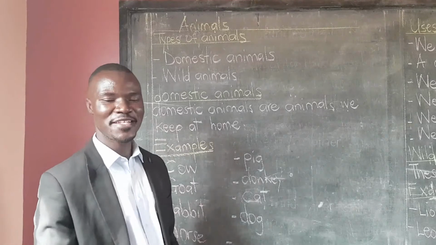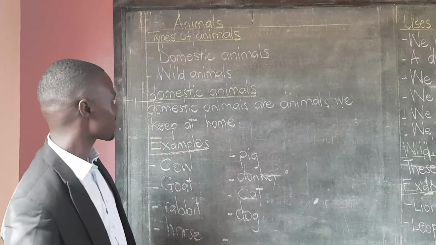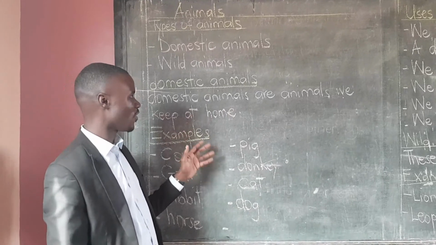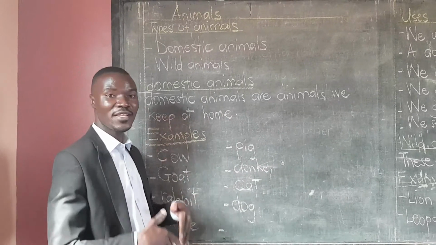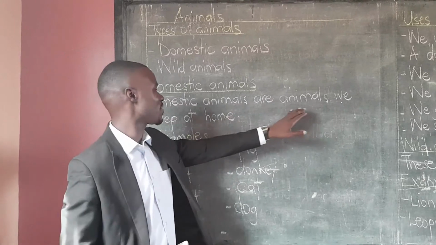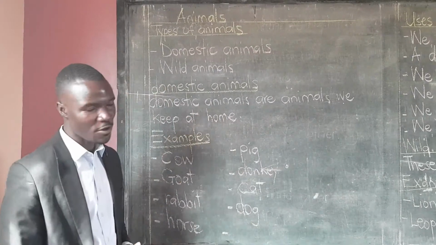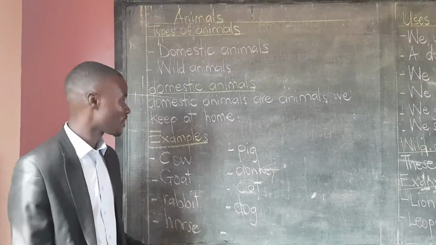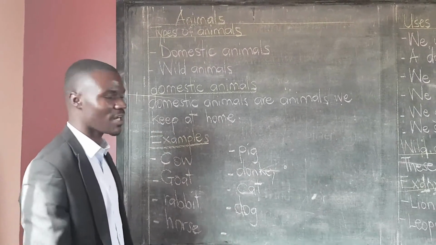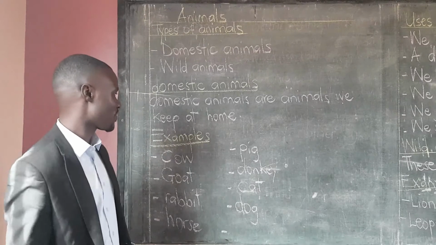What are domestic animals? Domestic animals are animals that live at home or that we keep at home. So domestic animals are animals we keep at home. Say after me. Domestic animals are animals we keep at home. Oh yeah, that's very good.